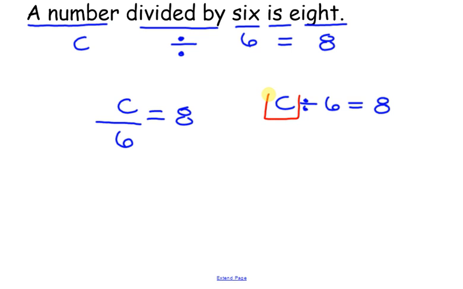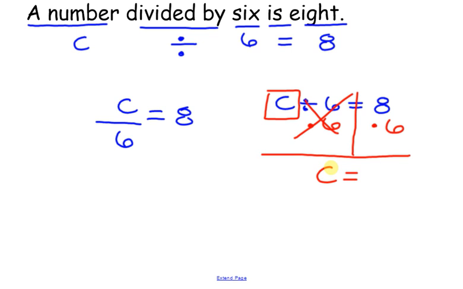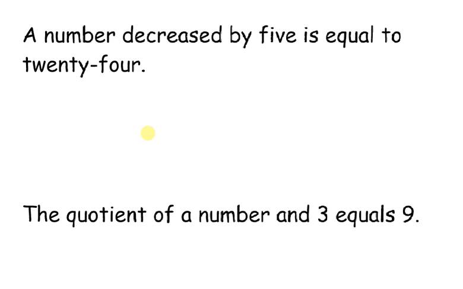So I'm going to put a box around my variable. The opposite of divided by 6 is times 6, but whatever I do to the left, I need to do to the right. So divided by 6 and times 6 cancels out. I'm left with c equals, and 8 times 6 is 48. Okay, let's work on another one here.